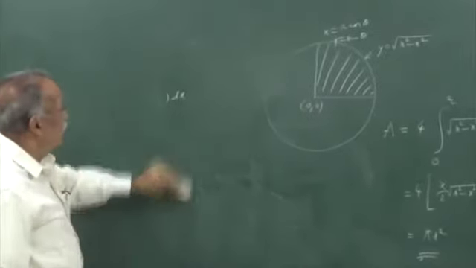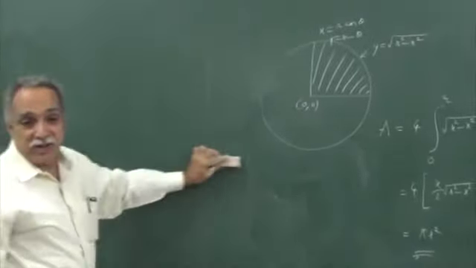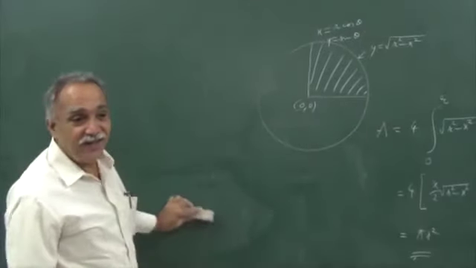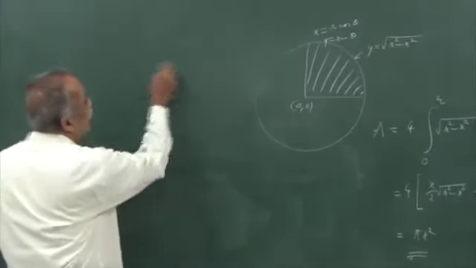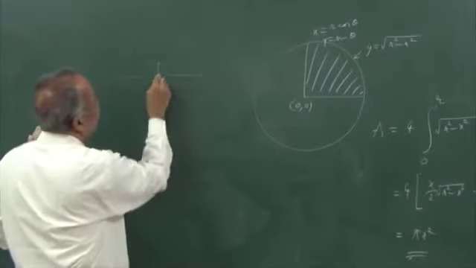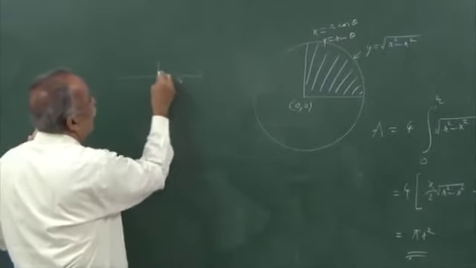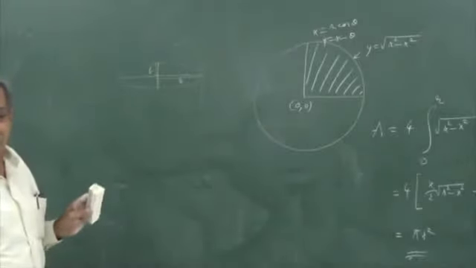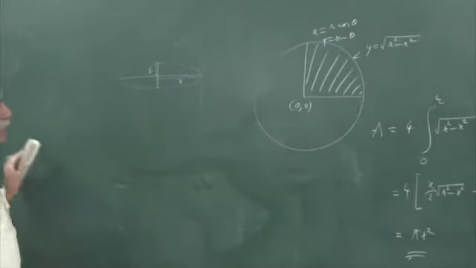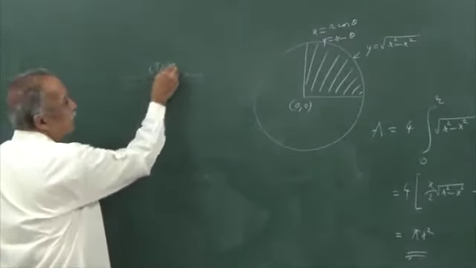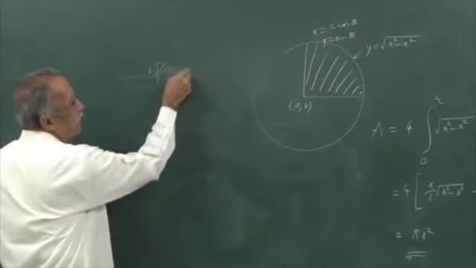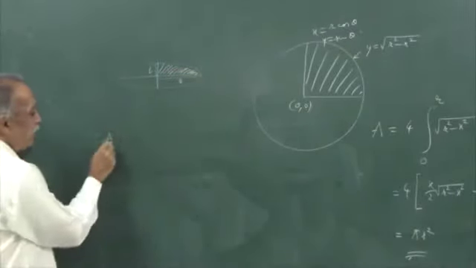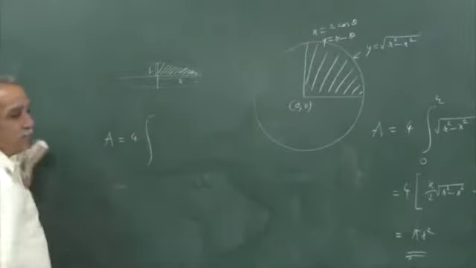What is the formula for the area of an ellipse? Ellipse with semi-major axis a, semi-minor axis b. You can obtain it applying integration. How? Again, as before, there is symmetry. We need find only this area. Get it multiplied by 4, you get your required area.